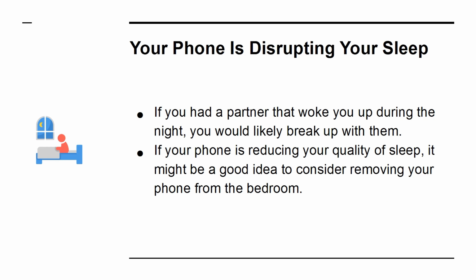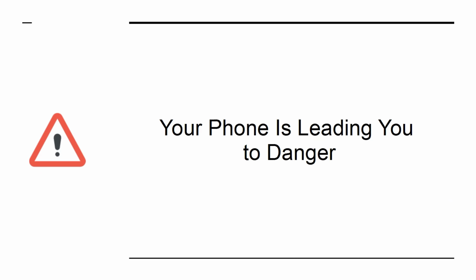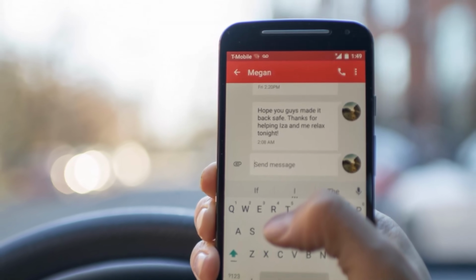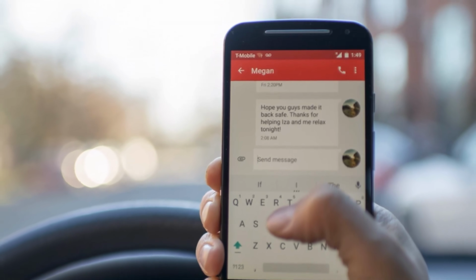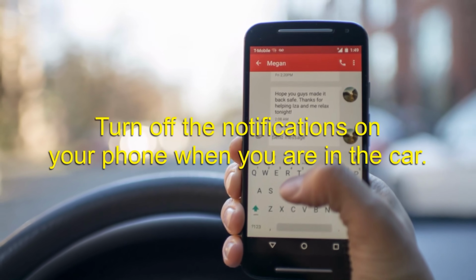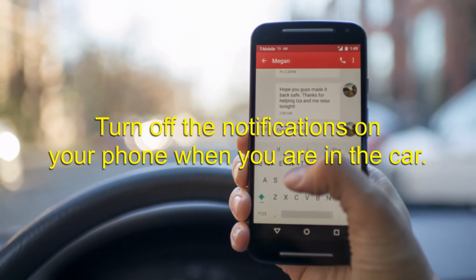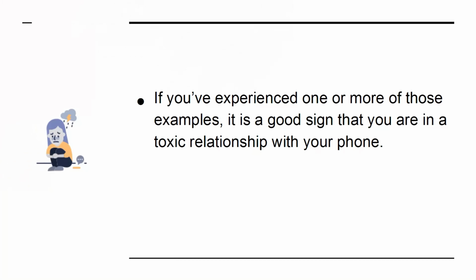Your phone is leading you to danger. If you've caught yourself being distracted by your phone while you are driving, you are likely to put yourself into a dangerous situation that could lead yourself and others to a serious accident. If that is your case, it's time to turn off the notifications on your phone when you are in the car.